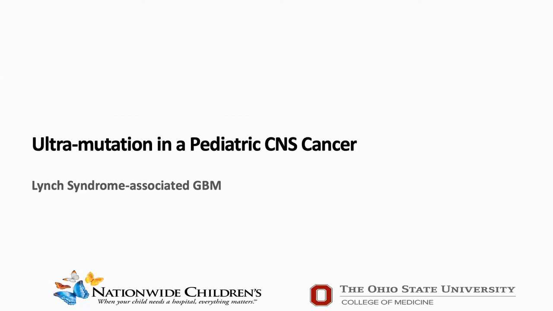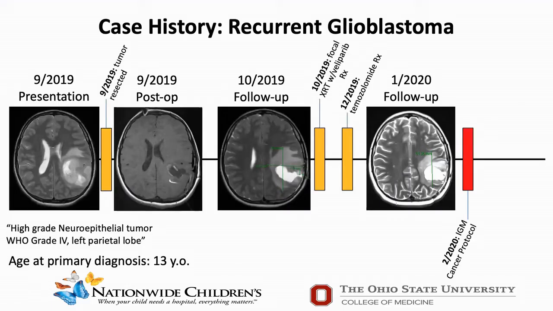So I'll just finish with one last case, which is fairly recent to us, but shows that even in the pediatric cancer setting, we do get exceptions to this rule of low tumor mutation burden. This is a patient with Lynch syndrome associated recurrent glioblastoma. Here's the case history for this patient. You can see a 2019 presentation in September. The diagnosis is down below, high-grade neuroepithelial tumor.